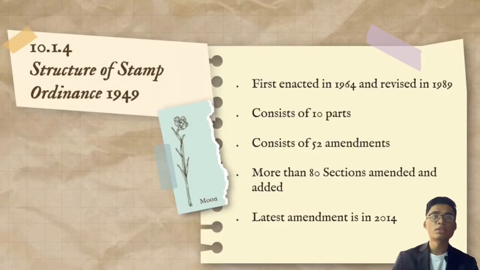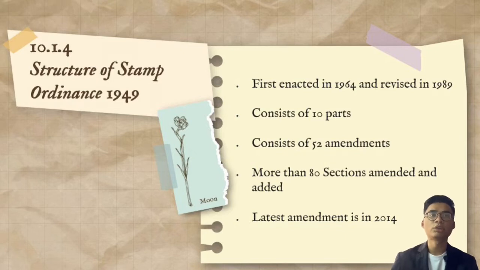Next, we move on to the structure of Stamp Ordinance 1949. It was first enacted in 1964 and revised in 1989, which consists of 10 parts. It also consists of 52 amendments with more than 80 sections amended and added. The latest amendment is in 2014.